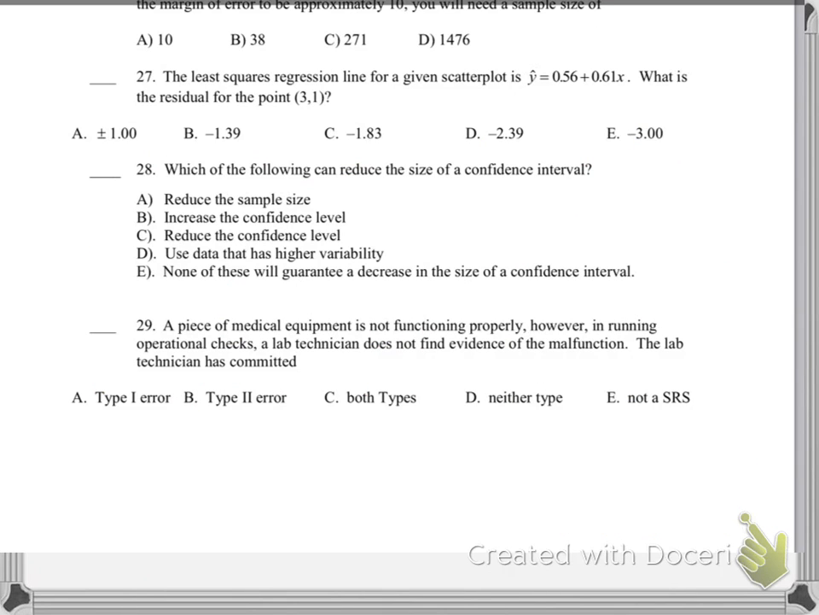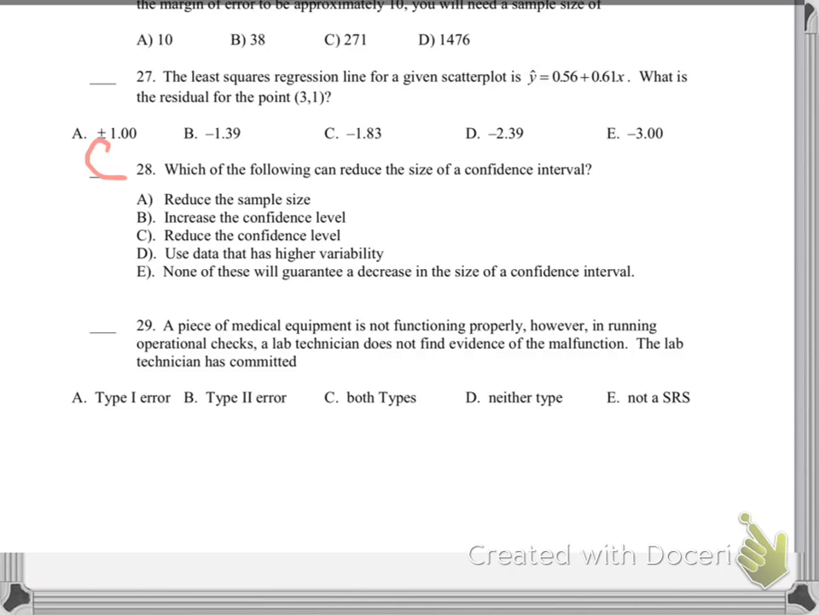Okay, let's go to number 28. Which of the following can reduce the size of the confidence interval? Well, you know, we have our z star, right? And so really that has a lot to do with it. That's part of the margin of error. And that relies on the level of confidence. So to reduce it, if I go from a 95 to a 90, it becomes tighter. So the answer is C. Reduce the level of the confidence interval.